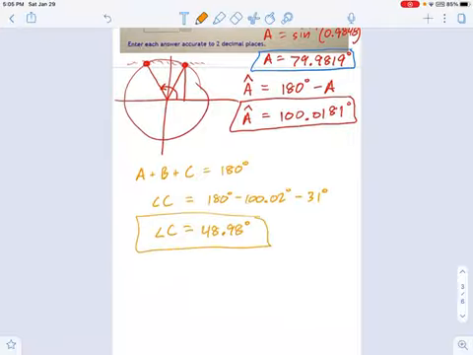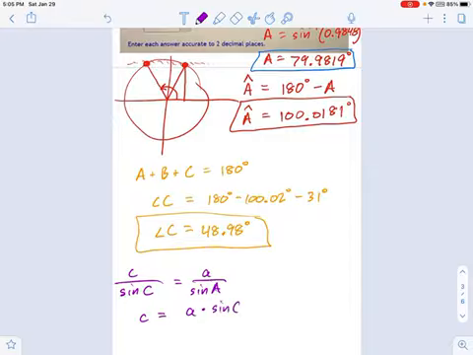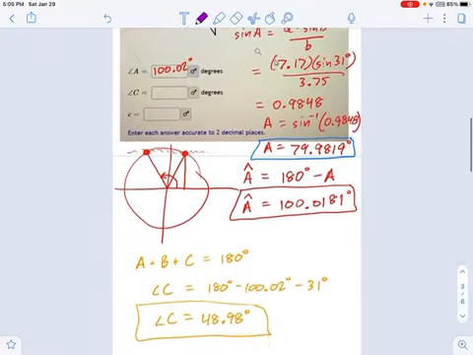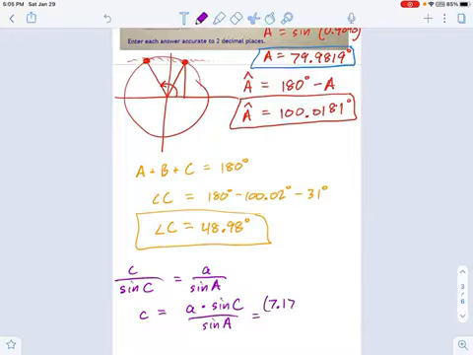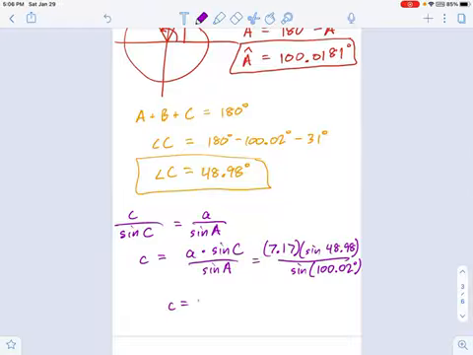Now we can move on and find the side c. That'll be my last step. So I use a version of the law of sines, which will be easy for me. Little c over sine C equals, let's just pick little a. You could do either one you want at this point. We know just about everything. So that means little c equals little a times the sine of angle C divided by the sine of angle A. Okay, and we know these values. Little a is 7.17, times sine of 48.98 degrees, that's big angle C, and angle A, remember we're going to use the obtuse angle, 100.02 degrees. And if you punch that into your calculator, you will get c equals 5.49.